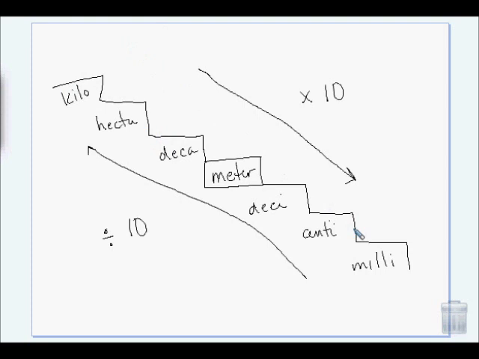So as I go up, I divide by 10. As I go down, I multiply by 10. Whatever you start with, if you start with deca and you need to convert to centi, you'd go times 10 times 10 times 10. If you started with deci and wanted to go to hecta, I'd go divided by 10, divided by 10, divided by 10. Every time you multiply by 10, you're moving one decimal place to the right. Every time you divide by 10, you're moving one decimal place to the left.